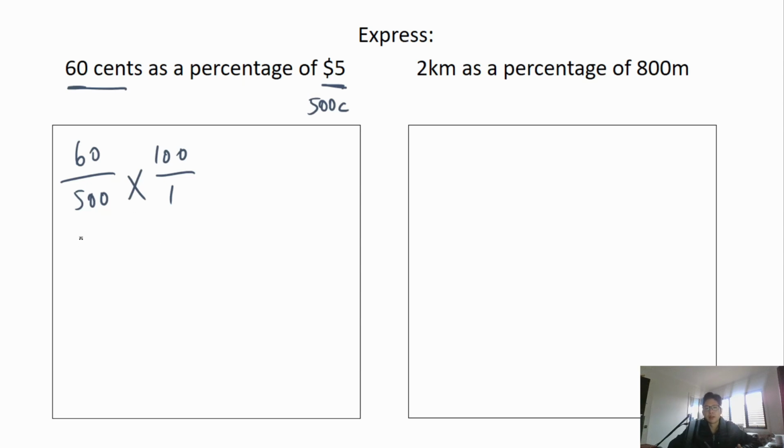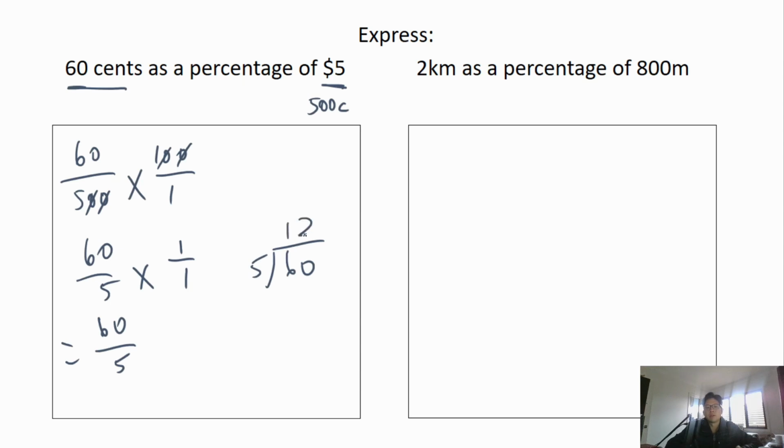Alright, so let's cancel out what we can. We can cancel out these two zeros with those two, and that just gives us 60 over 5 times 1 over 1. That gives us 60 over 5, and let's simplify that. 60 divided by 5 is 12, and that will give us 12%.